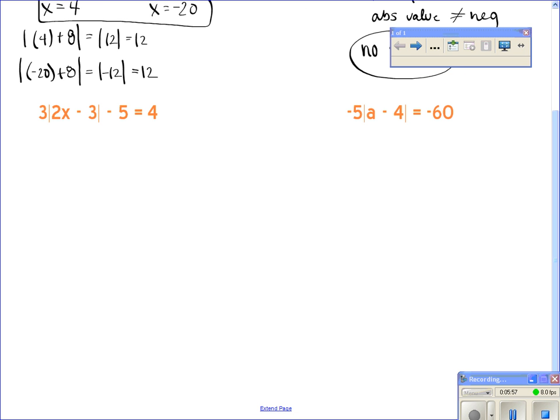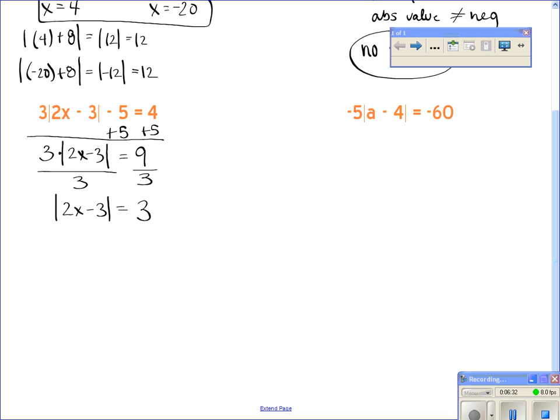Looking at the next one, again, we need the absolute value completely by itself. So what should we move first? Just like a normal problem. Yes, let's add the 5. So this just changes to a 9. Yes. Yes, right now these are being multiplied because there's no symbol. So to undo that, we would divide by 3. So what's left is the absolute value, which is what we're looking for. So now it's just like the first problem that we did.